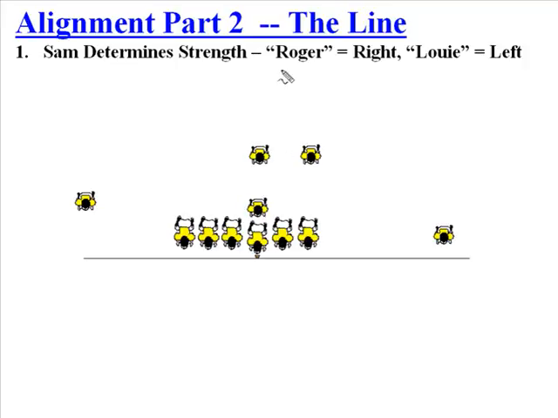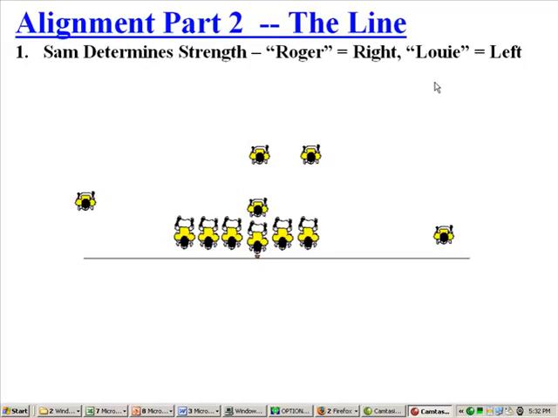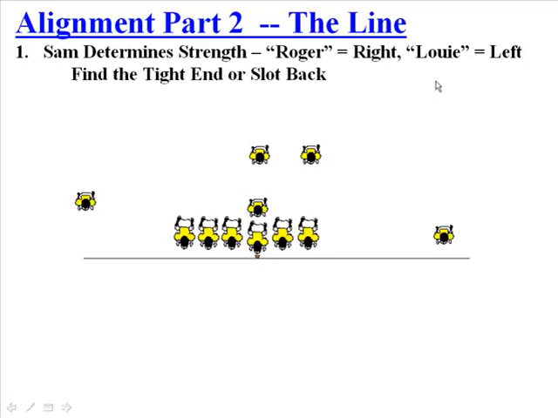If the strength is to the right, he's going to yell out, "Roger, Roger, Roger." If strength is to the left, he's going to yell out, "Louie, Louie, Louie." All right? Now, how does he determine where the strength is? He's going to look for the tight end or the slot back. That's going to be a big tip-off to him as to where the strength is and where the offense is probably going to run the ball if they are going to run the ball.